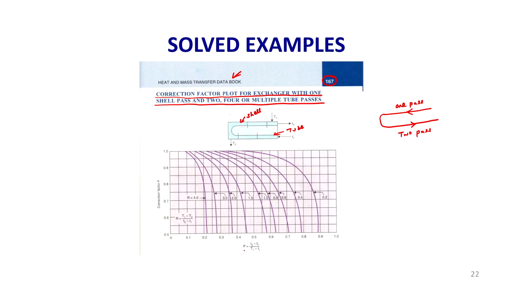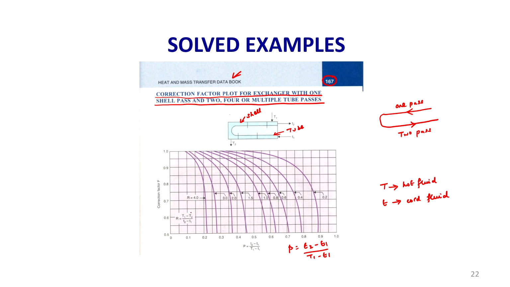So, here P is equal to this. Again, let me repeat: capital T is the hot fluid and small t is the cold fluid. That is why I have used small t. The x axis is P, which is a constant, equal to small t2 minus t1 divided by capital T1 minus small t1. Similarly, these curves are all R, and R is written here.